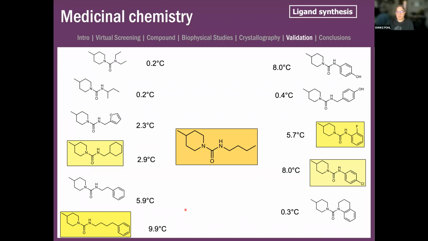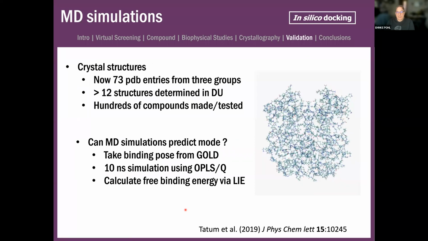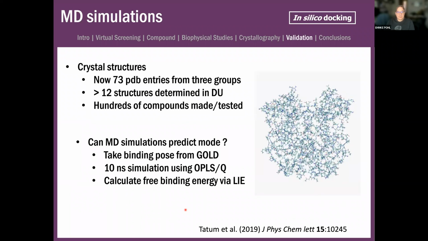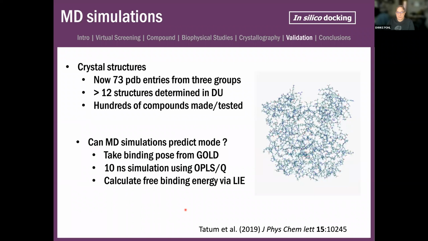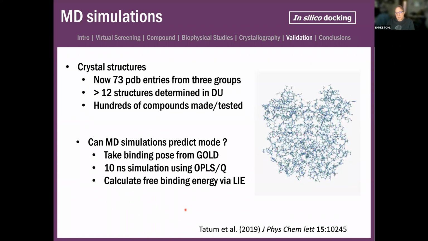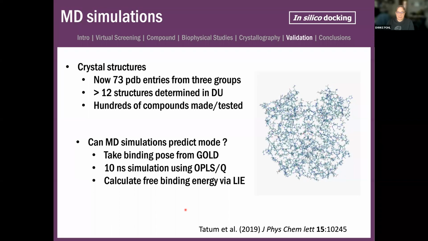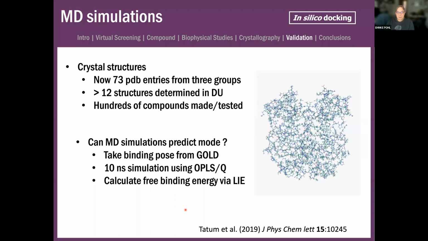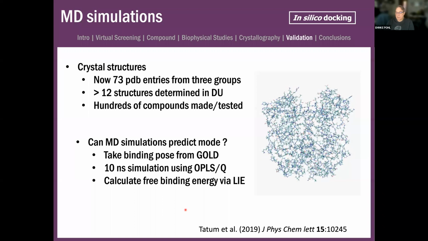Now, at the same time, we were also looking into how we can improve the process. And in terms of computational studies, full MD simulations would be the next step. When we started with these MD simulations, there are more than 70 crystal structures out there, and hundreds of compounds available. We've already been shown that simple docking with GOLD is not good enough to really reproduce the crystal structure in most cases. So the question is, if we use more sophisticated molecular dynamics simulations and calculations of free binding energies, can we get closer to this?